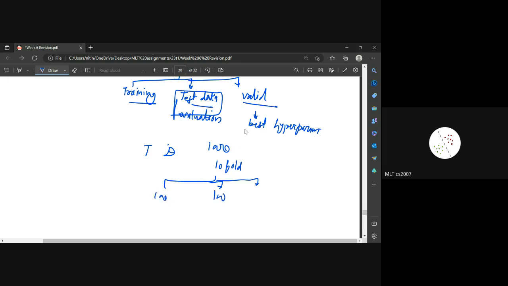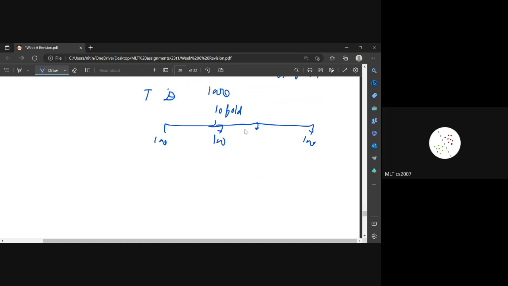So 100 divided into 10 parts. Okay, so these are your 10 folds. What you do, you use 9 folds for training and 1 for validation, right? And similarly, you keep another 1 aside for validation and use 9 for training, right? So in this manner, you train your model 10 times, right? And for different values of lambda, you do this.